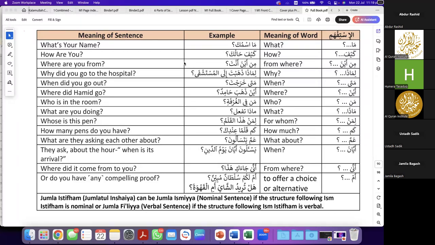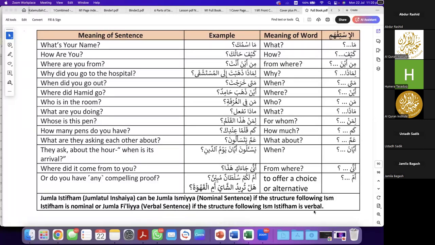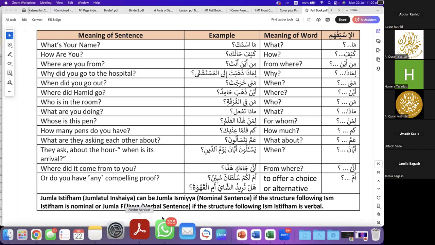Next is limadha, which means why. Next we have mata, which means when. There are a few words that have the meaning of when. So when you see mata, it's a question asking when. Aina, as I mentioned earlier, by itself can be a question meaning where. Aina dhahabta hamidun. Next one is man, which means who. And please don't get confused between ma, which was the first one, what, and man.